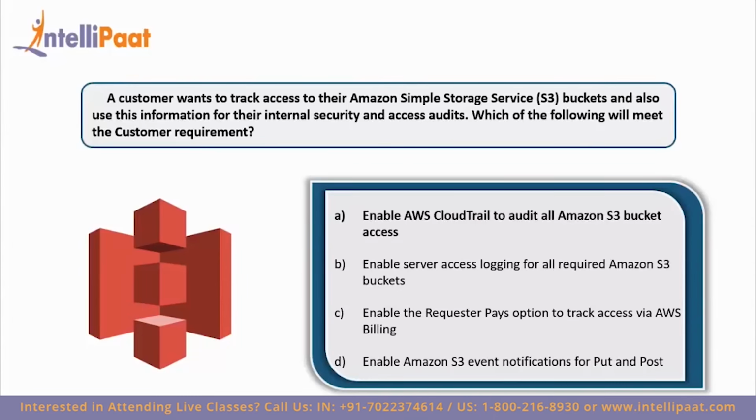And the reason being, why is the answer not B? Because server access logging is actually not required when you want to deal with tracking access to the objects present in the S3 bucket. The Requester Pays option to access via AWS billing, again, is not required because there's a very simple feature of CloudTrail which is available to all the buckets across S3. So why not use that?